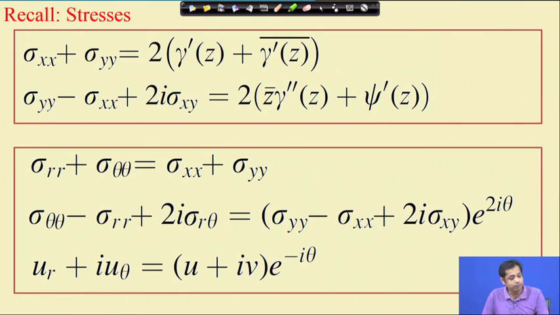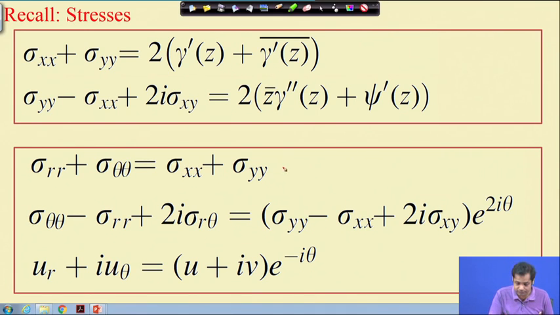If you compare the real part in the first equation, that gives you sigma x plus sigma y, and then in the second equation, if you compare the real part, it gives you sigma y minus sigma x, and if you compare the imaginary part, this is sigma x y. So, essentially these are three equations, though it is written in complex variable form, it is two equations. Similarly, the same thing you can write in polar coordinate system.